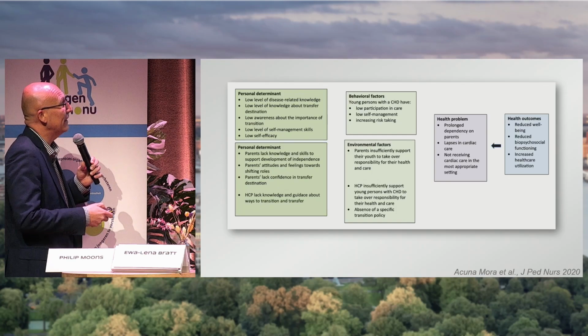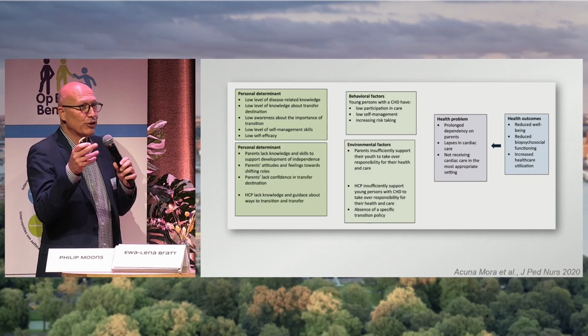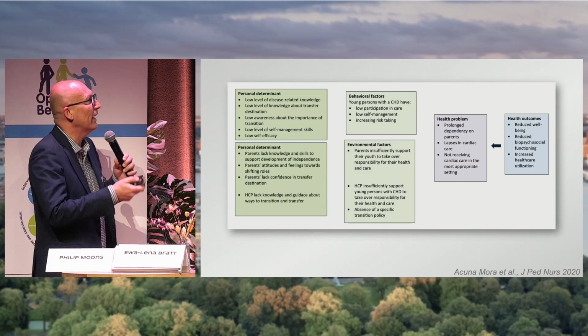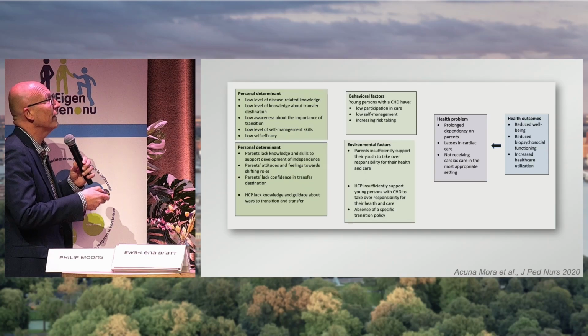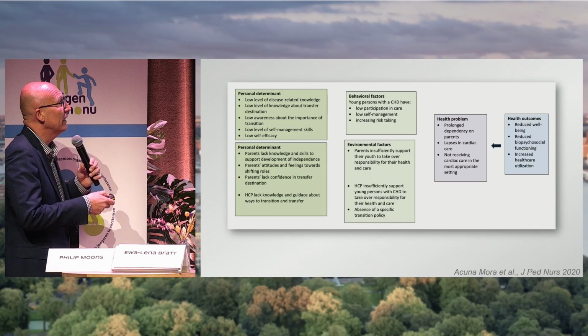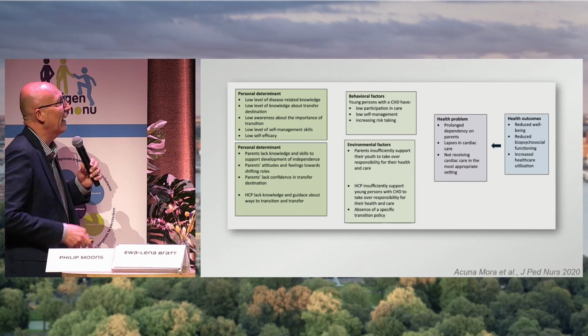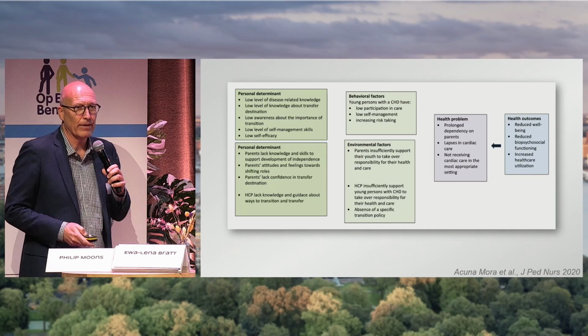And to a certain extent, you make sure that there is a good link between the health outcomes and the health problems. What were the health problems that we identified? Prolonged dependency on parents, lapses in cardiac care, and not receiving cardiac care in the most appropriate setting.